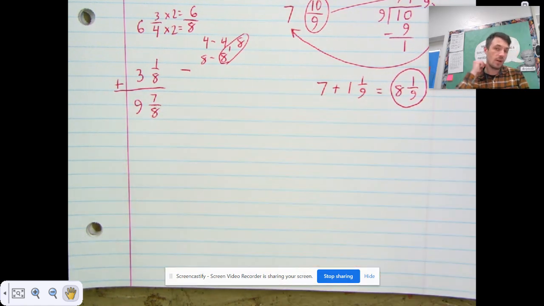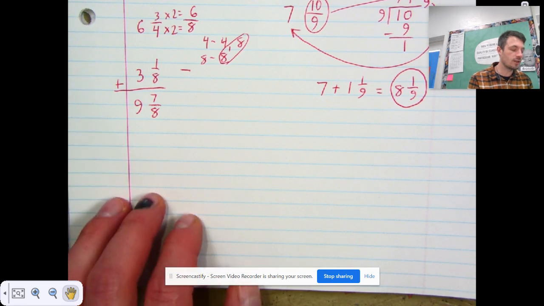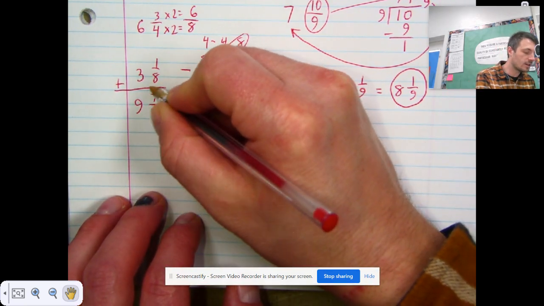And 7 and 8 won't have any common factors. And it's not an improper fraction or anything like that. So it's already in simplest form.